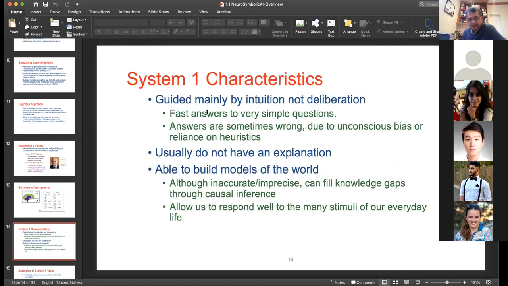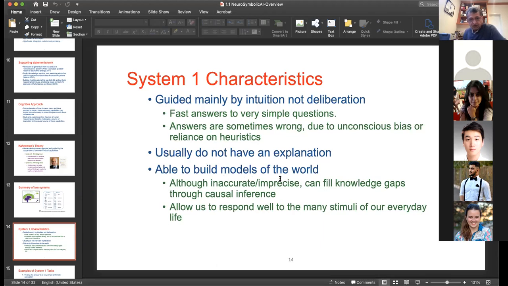So system 1 characteristics, guided mainly by intuition, not deliberation. And fast answers to very simple questions. And answers are sometimes wrong due to unconscious bias or reliance on heuristics. Bias can creep in here. System 1 is quickly making the decision. It might be wrong. It might have bias built in. And system 1 usually does not have an explanation. How did you gauge that this situation is dangerous or whatever? You don't have an explanation.